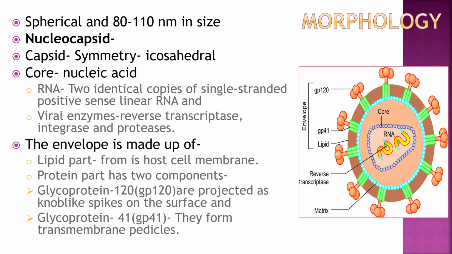The protein part has two components: glycoprotein 120, GP120, projected as knob-like spikes on the surface, and glycoprotein 41, GP41, which forms the transmembrane pedestals.